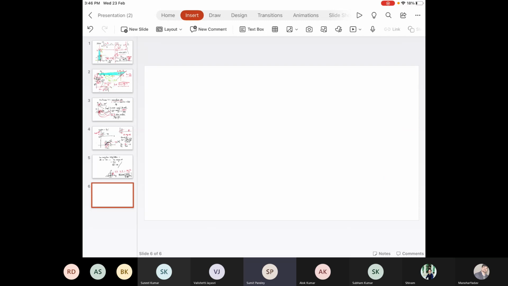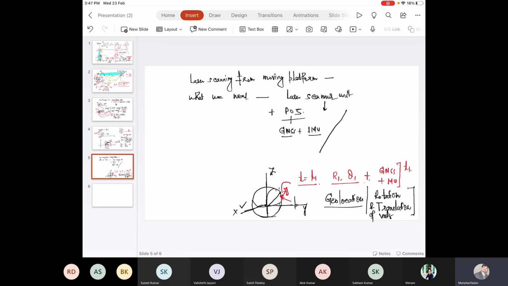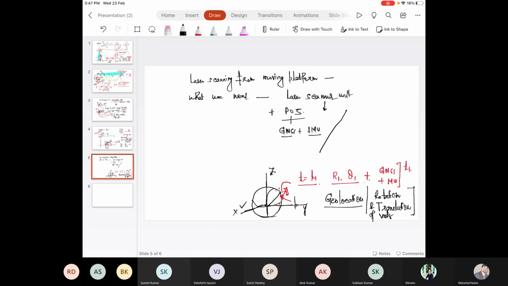Sir, what is the full form of IMU? Inertial measurement unit. Okay, sir. I have already told earlier, I think. So the terms IMU and INS are used. The functionality is the same. IMU stands for inertial measurement unit, and INS is inertial navigation system.